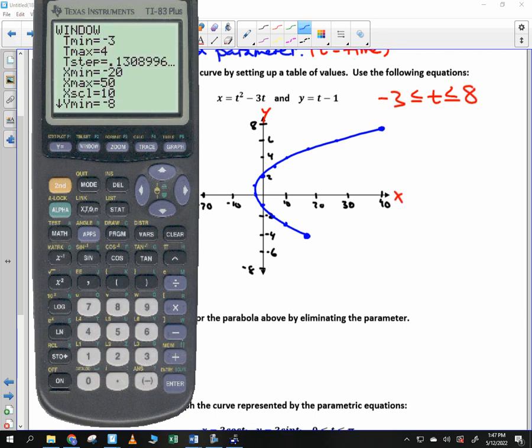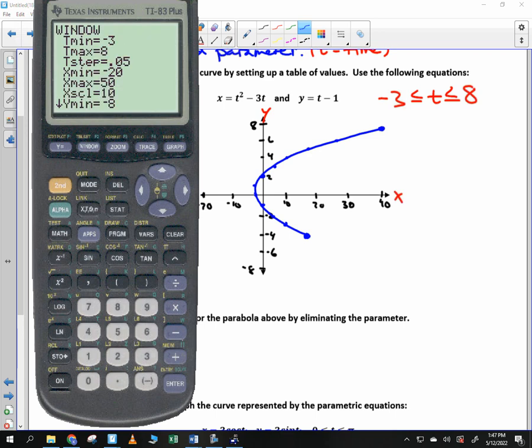Now, I'm going to go back in my window, and I'm going to change it to a t max of 8. But here's what I want to show you. Watch what happens when I change the t step. I'm going to change it from 0.13 to 0.05. Tell me what's different about my graph. It's slower, isn't it? It's actually plotting maybe more points and it's slower.